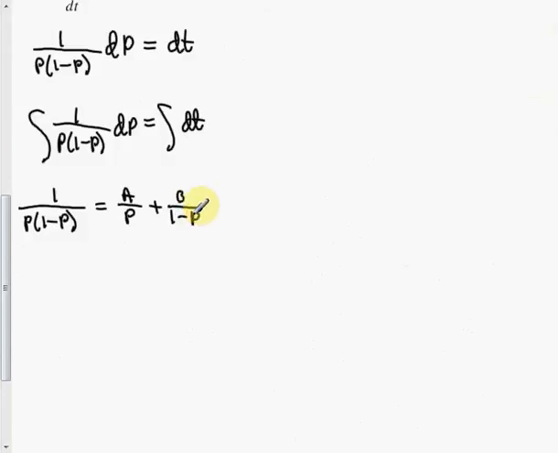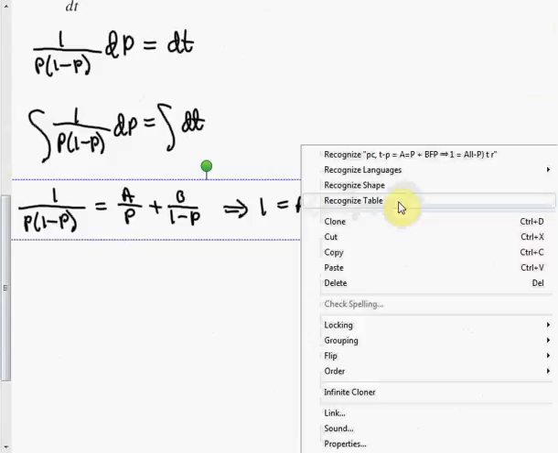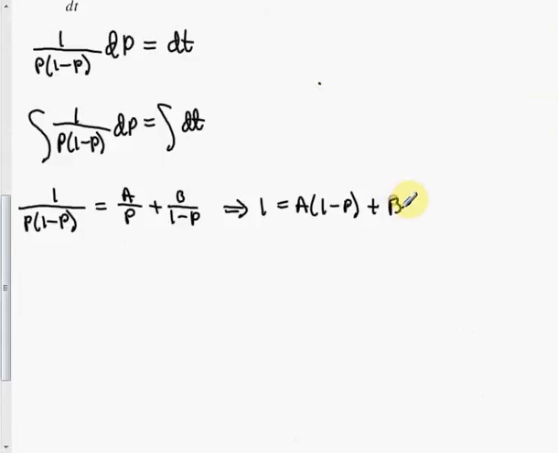Do you remember that? Multiply both sides by the LCD, which is p times 1 minus p, and that implies that we have 1 is equal to a times 1 minus p plus bp. So 1, if we let p equal to 0, that implies that 1 is equal to a.